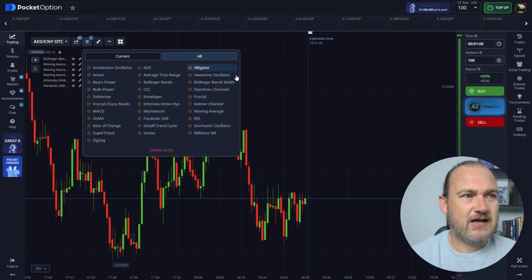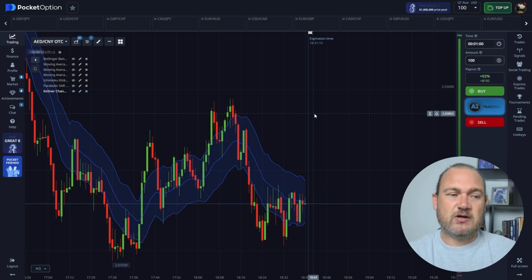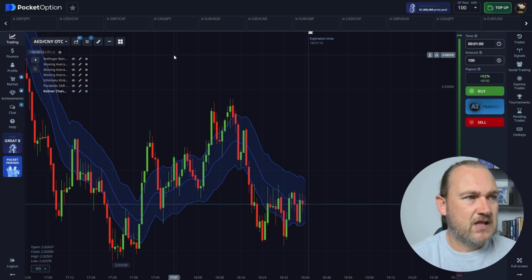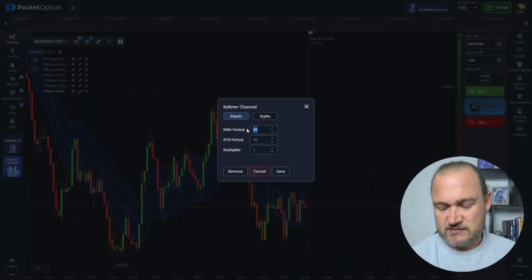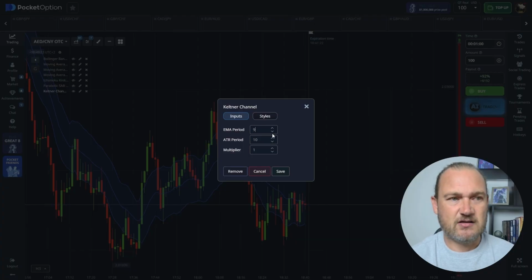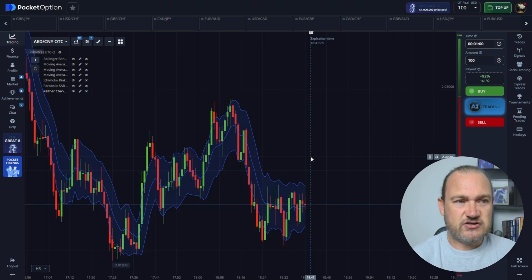Next up, we're going to add the Keltner channel. This is going to be our signal indicator. We're going to be taking signals from this indicator and this indicator alone. So we're going to change some of the settings before we start trading. We're going to change the EMA period to 9, and we're going to change the ATR period to 5. That's it. That's all we're going to change.